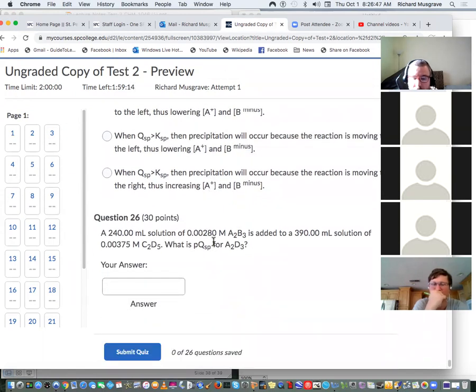All right, what I want to focus on here is the calculation question, which is asking for pQsp. So you're actually not going to be asked if the solution will precipitate or not, because in this case, I'm not giving you a K value to compare it with. What I am asking you to do, though, is to calculate the Qsp, which is really the Q value that we're talking about. And it's going to be the pQsp, which means we need to take the negative log of the Qsp at the end.